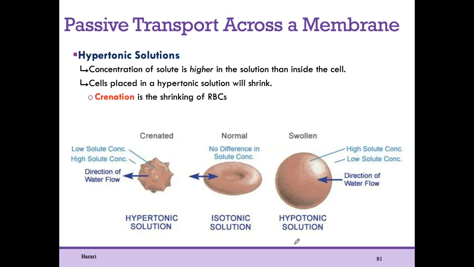In a hypertonic solution, that's when the concentration of the solute is higher in the solution than inside of the cell. This is like when you go into the saltwater ocean, your cells shrink a little bit because your cells have more water in them than the ocean does. So the water from your cells is trying to balance out the salt on the outside. So your blood cells shrink, or crenate, if they were placed in a salty solution. So a hypertonic solution is saltier than the inside of the cell, so the cells will shrink.